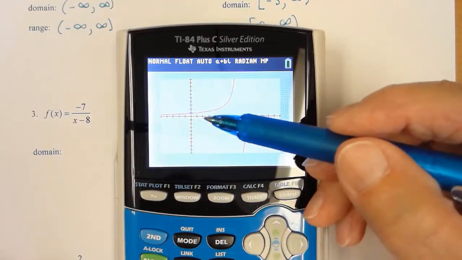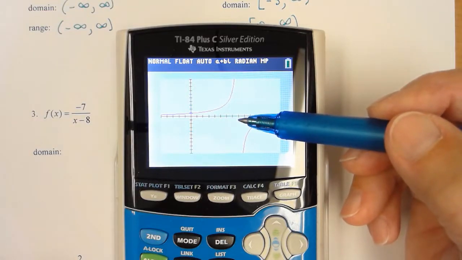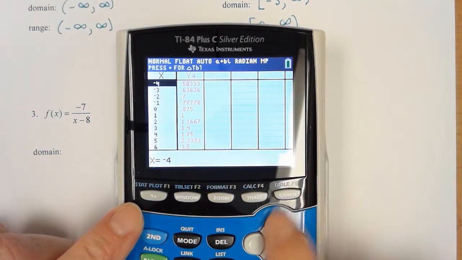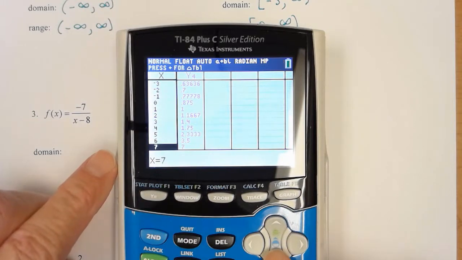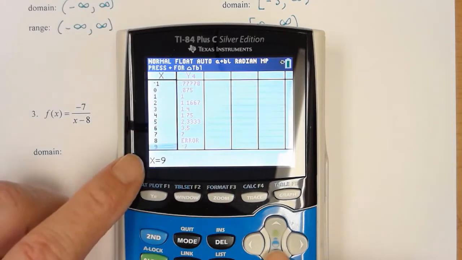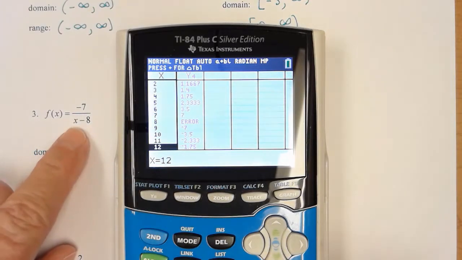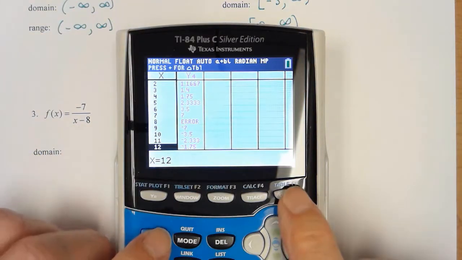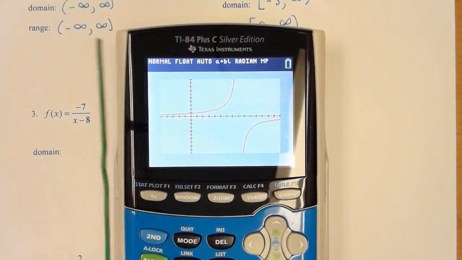Let's see, 1, 2, 3, 4, 5, 6, 7, 8. Looks like an x value of 8. Let's go to my table. See, I've got y values, that's coordinate points, but I shouldn't have anything at 8. Notice it's an error. Because if I put 8 in this, I'm going to have division by 0. I can't have that. So, back to my graph, and I only need to do domain.